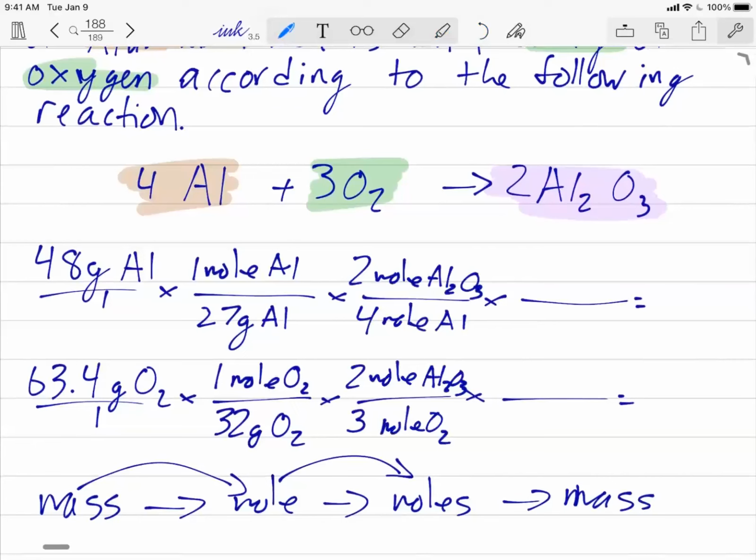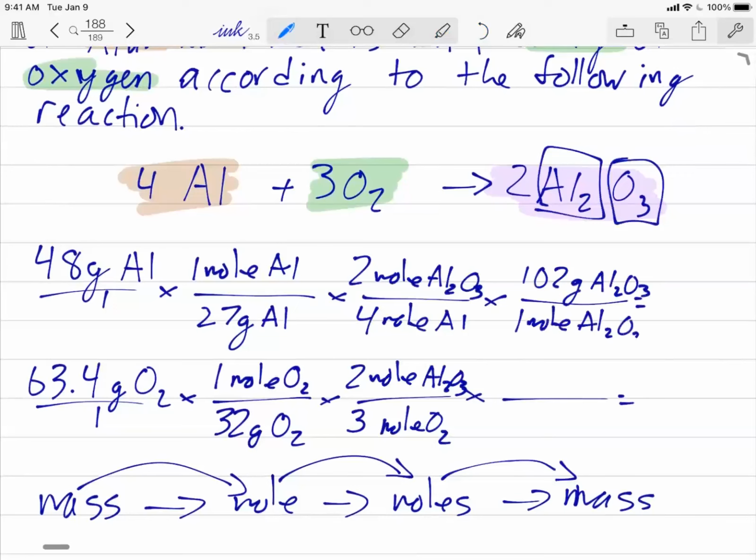Okay. And then last but not least, we're trying to get from moles to mass, right? The question asks for the theoretical yield in grams. So what we need to do is we need to find the molar mass of aluminum oxide. 2 aluminums and 3 oxygens. So 27 times 2 is 54 plus 16 times 3, which is the mass of oxygen, which is 48. So we have a mass of 102 grams of Al2O3. Molar mass again, this is the molar mass, so it's 1 mole.